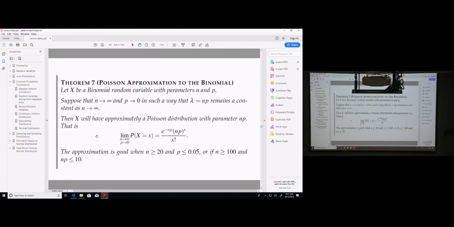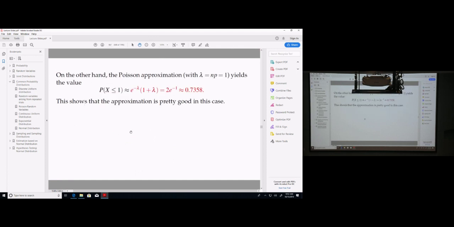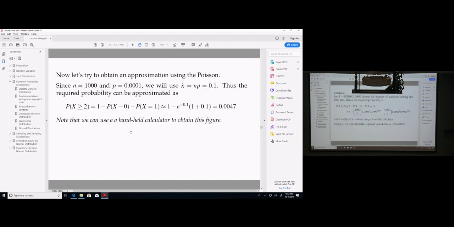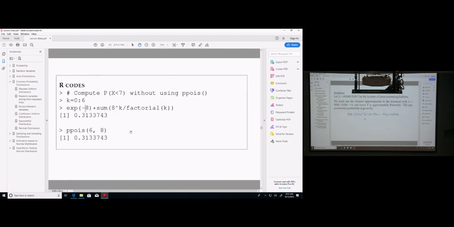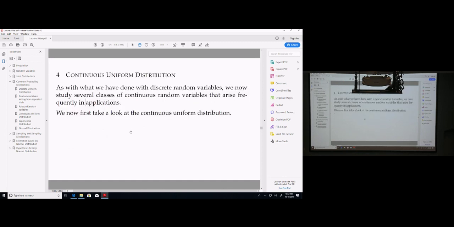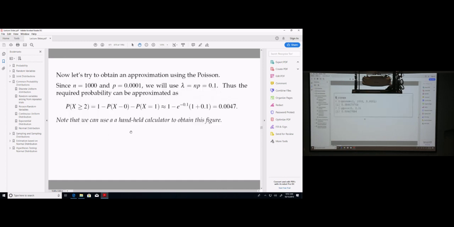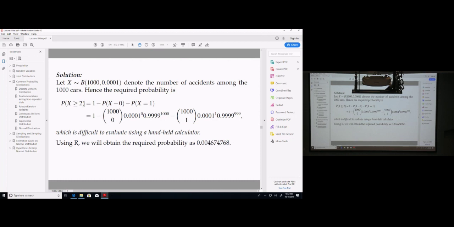All right, maybe I'll stop here for a while and talk about the Poisson approximations to the binomial. And I think after this, we will be able to round up our discrete random variables, and we'll start on the continuous random variable. All right? So do come back at 11.